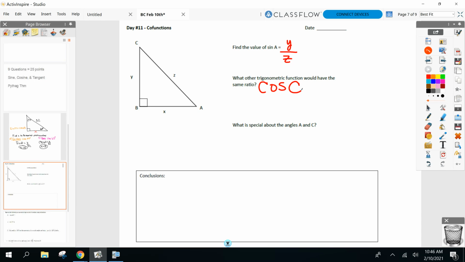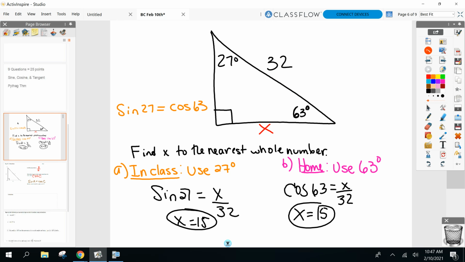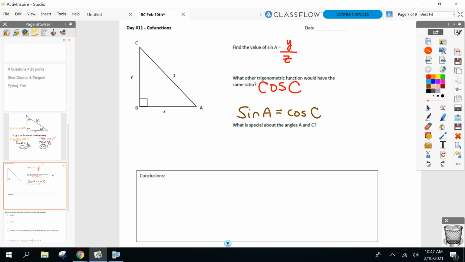Again, what just happened? The sine of one angle was equal to the cosine of another one. Again, I just showed that to you here. Sine of 27 and cosine of 63 were equal. Okay, let's try to figure this out now. What's going on between A and C?